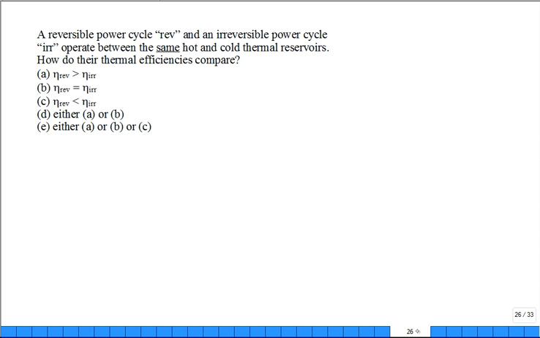All right, here's some questions. A reversible power cycle, indicated by reversible, and an irreversible power cycle, indicated by IRR, irreversible, operate between the same hot and cold thermal reservoirs. How do the thermal efficiencies compare? The thermal efficiency of the reversible is equal to the irreversible, or the reversible is greater. That's A, right?